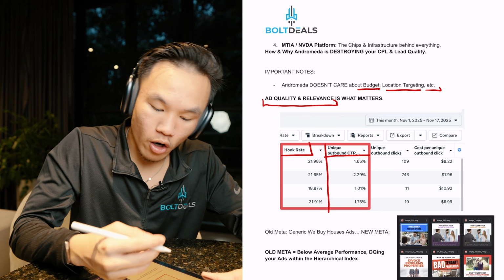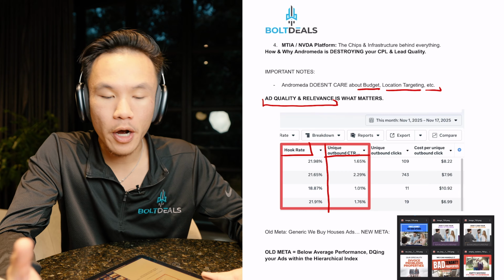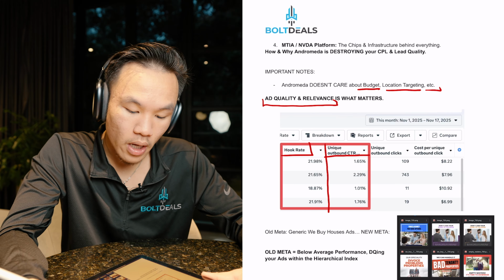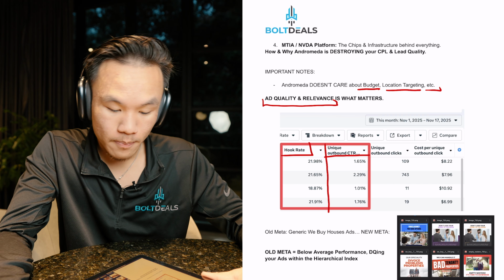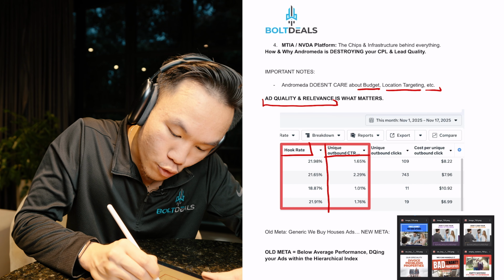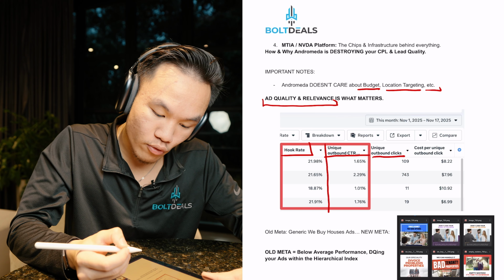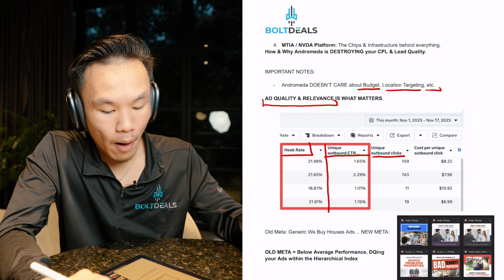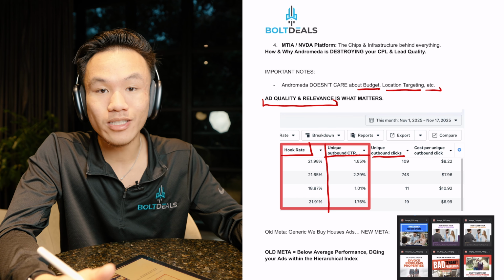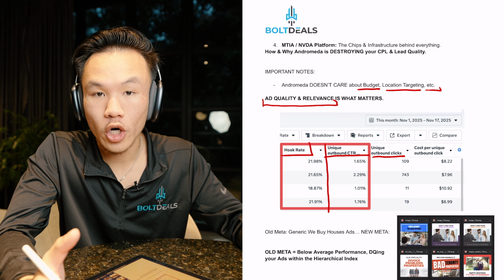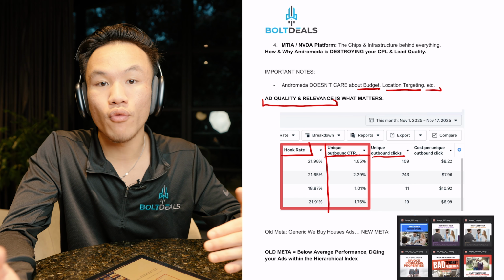Unique outbound CTR. CTR is click-through rate, if you don't know. There's another metric where it's just click-through rate itself, and there's also cost per click. I like to go a step further and look at the cost per unique outbound click. What is the outbound CTR? The way I understand this is, outbound link clicks are basically new people who have just found out about you.